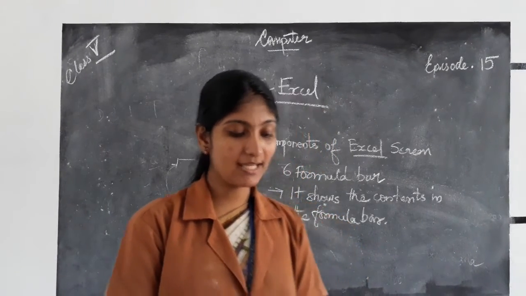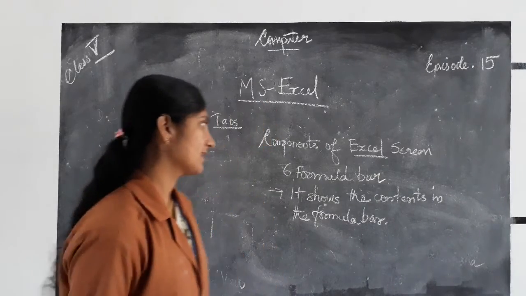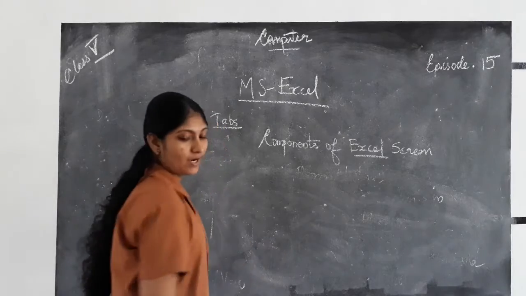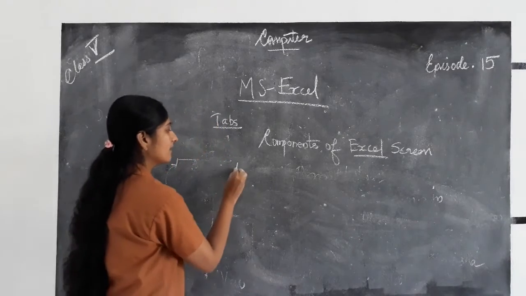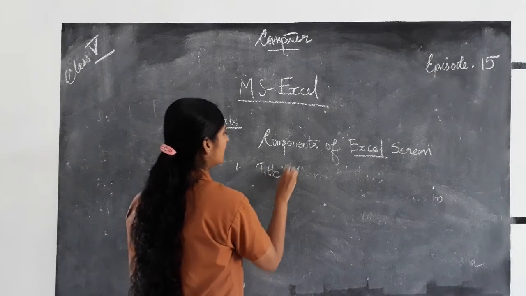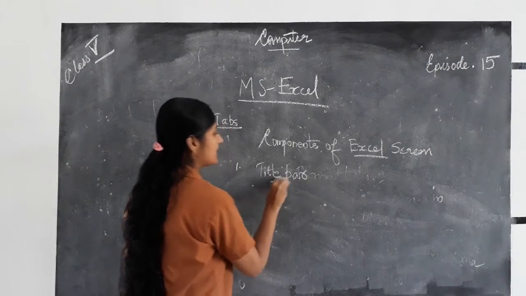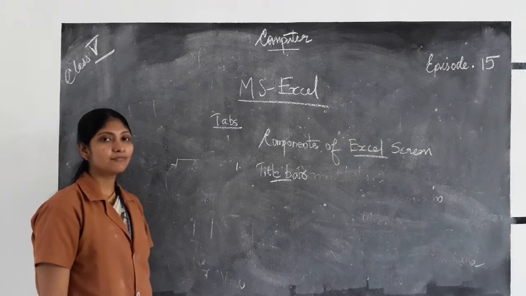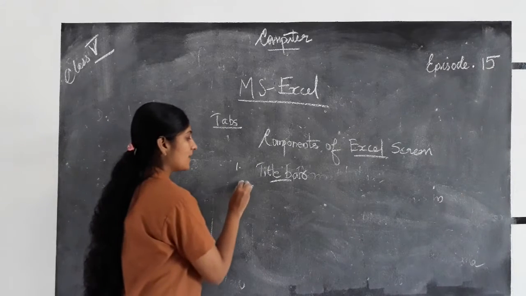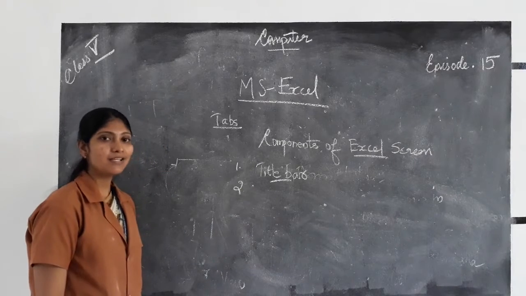So these are the main components of Excel screen. Once again, list the components of Excel screen. What are they? First one, title bar. So what is the title bar? What are the points in title bar? Title bar shows the name of the current workbook. Then it is located at the top side of the screen.